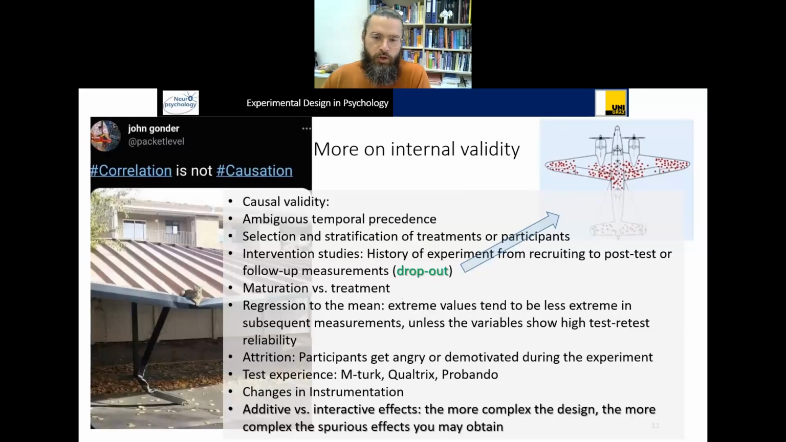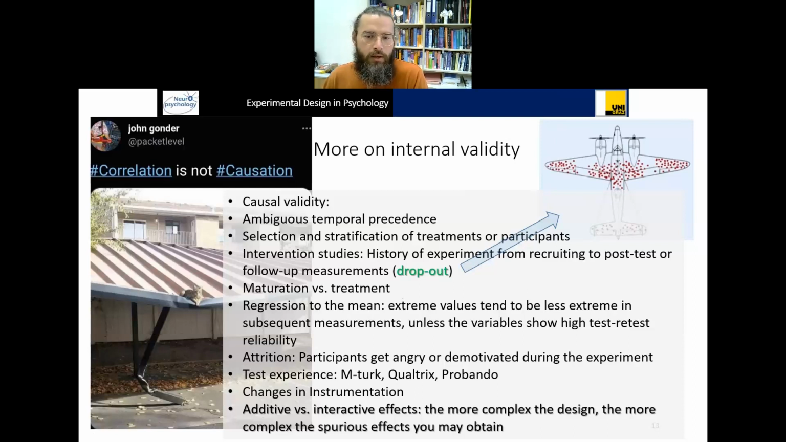Actually, if your distribution has a central tendency, so that mode, median, and mean come close together, you have a distribution where extreme values are less probable than more central values. Because of these characteristics, you may observe that values which are extreme at a first measurement will spontaneously be less extreme in the second one.